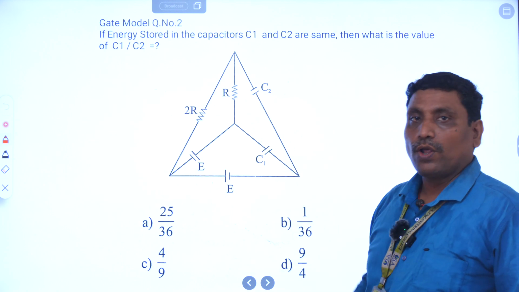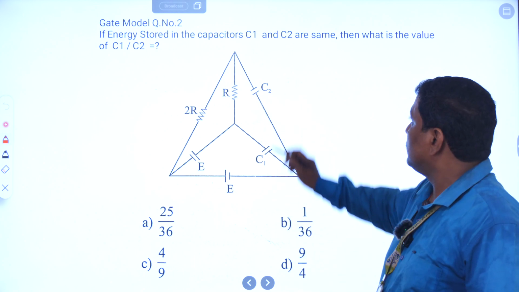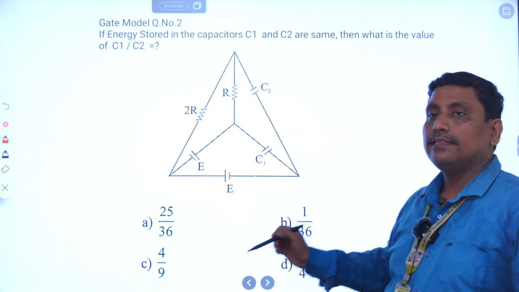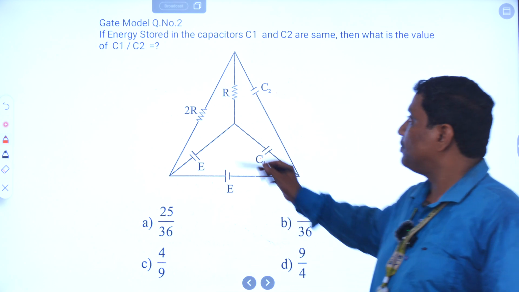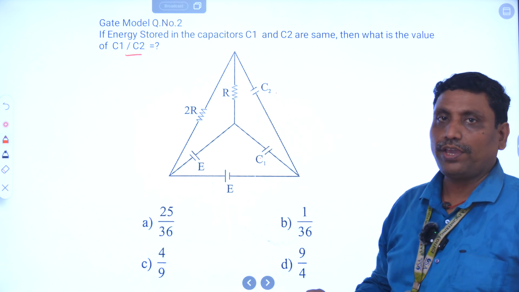So in this example problem, if the energy stored in the capacitors C1 and C2 are the same, then what is the value of C1 divided by C2? Okay.